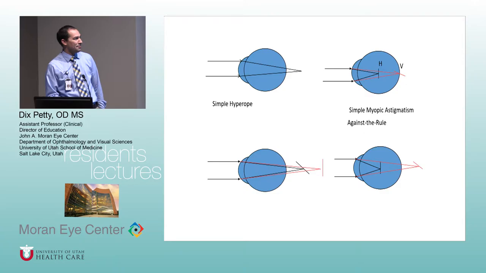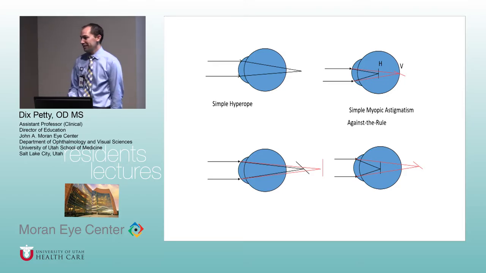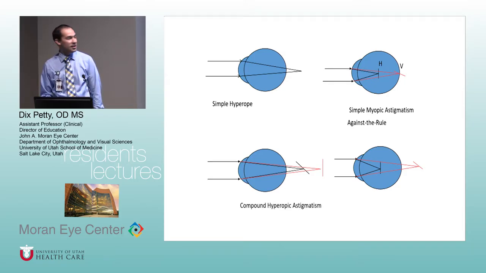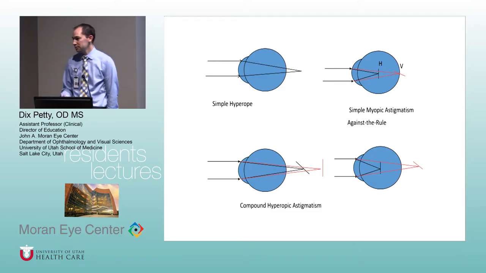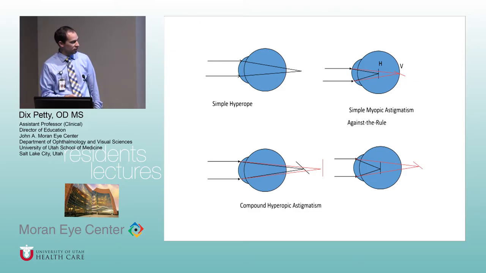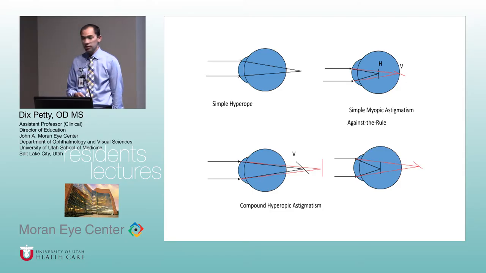Ah, crap. So what's this one, guys? So we have both images behind the retina. So compound hyperopic astigmatism. And is this one against the rule or with the rule? No. The image in front. Maybe it's with the rule. Yeah. So the first image comes from the vertical, so that means the vertical part of the cornea is steeper. I mean, it's with the rule.